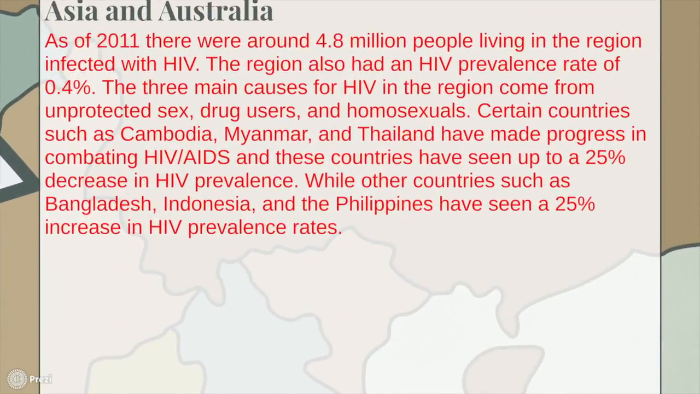As of 2011, there are around 4.8 million people infected with HIV in Southern Asia and Australia. This region has an HIV prevalence rate of 0.4%. The three main causes for HIV in the region are unprotected sex, drug users, and homosexuals. Certain countries such as Cambodia, Myanmar, and Thailand have made progress combating HIV and AIDS, and these countries have seen up to a 25% decrease in HIV prevalence, while countries such as Bangladesh, Indonesia, and the Philippines have seen a 25% increase in the HIV prevalence rate.